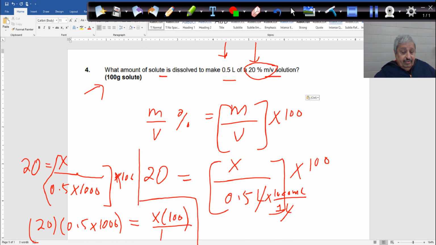Solve for x, divide both sides by 100, 2 zeros out. 20 multiplied by 0.5 is 10. 10 multiplied by 10 is, the answer is 100 grams. Okay? Make sense, guys? Make sense? Okay. So let's look at another one.